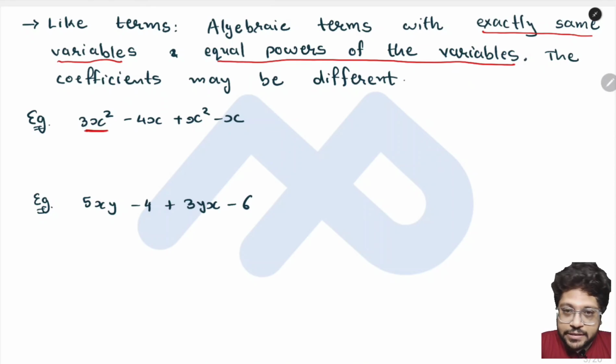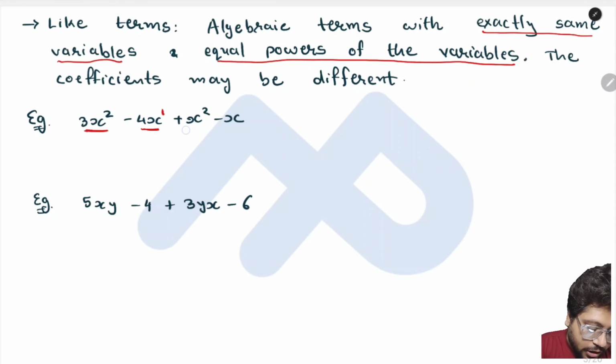If you see the first term, that is 3x square, and the second term, that is 4x, though the variables are same, the variable is x only, but here in the first term the power of x is 2, and in the second term the power of x is 1, because there is no power, so I can call it 4x raised to 1. So they are not like terms.